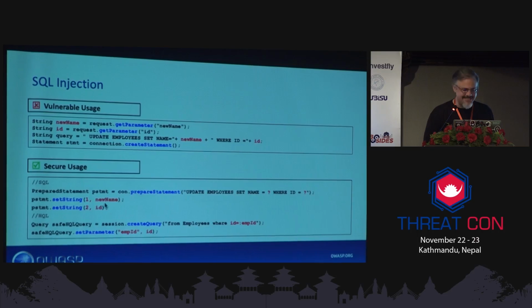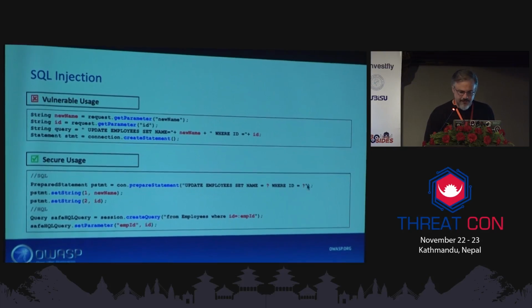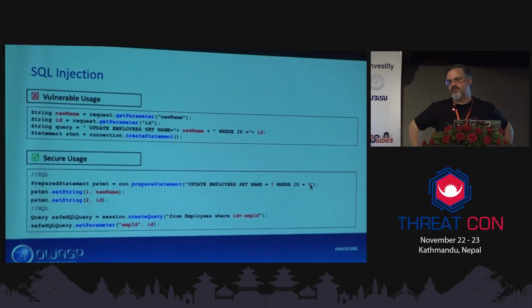That's the right answer. Bobby Tables is a famous cartoon that talks about SQL injection, and the answer that he gave in that cartoon is wrong. You don't sanitize inputs. You parameterize queries like this. So here's the secure usage. I'm building a query, update employees, set name is question mark, where the ID is question mark. We bind this potentially dangerous data into those placeholders, and SQL injection goes away.